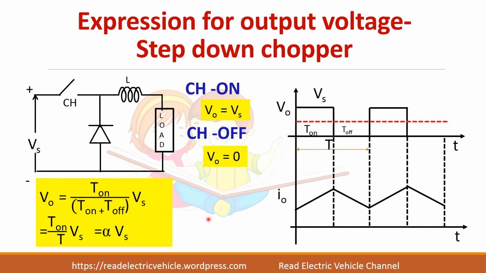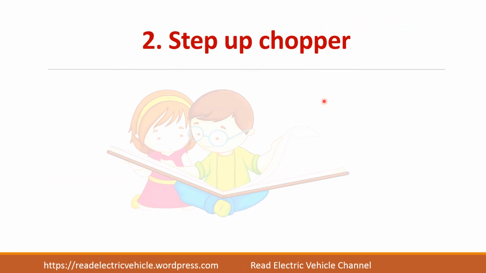So you can see that when alpha equal to 0, output voltage is 0. When alpha is 1, V0 equal to Vs. It means that output voltage can be only less than the supply voltage. So it is called a step down chopper. Next we will see about step up chopper.